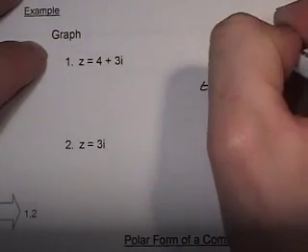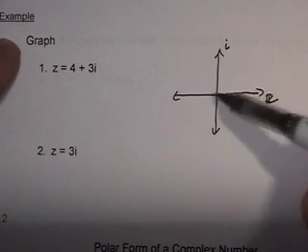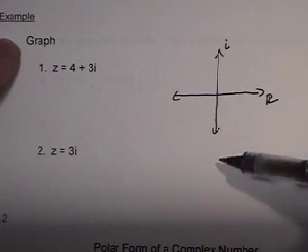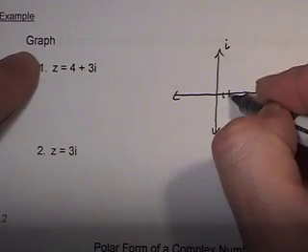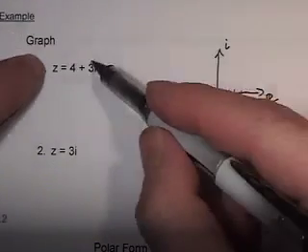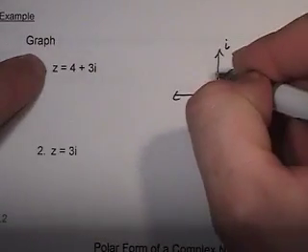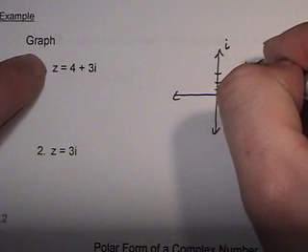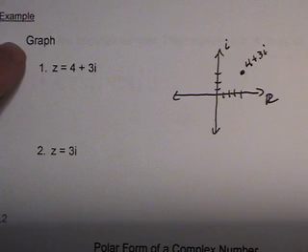These are my reals. These are my imaginaries. You can write real with a double-back R; it doesn't have to be that cool script one you saw before. So the real this way, the imaginary this way. Well, I want to go 4 positive reals. So go 4. I want to go 3 imaginaries, right? The imaginary is in the up direction. 1, 2, 3. Put a dot. That's 4 plus 3i.